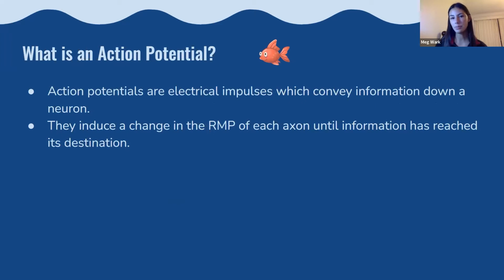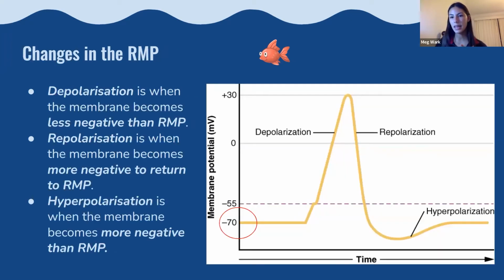So what is an action potential? Action potentials are electrical impulses which convey information down a neuron. They induce a change in the resting membrane potential of each axon until information has reached its target destination. So basically, they're the neuron's way of communicating with other neurons or other parts of the body.